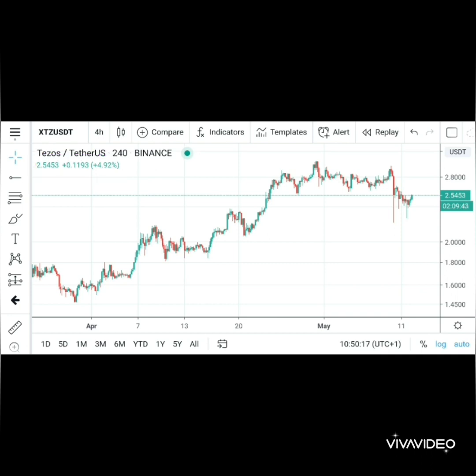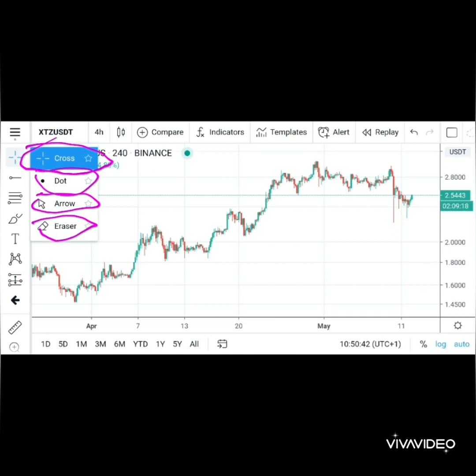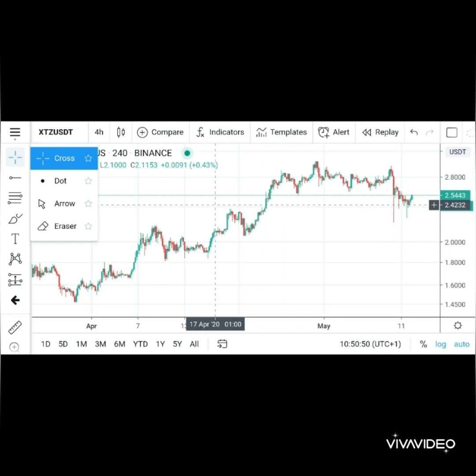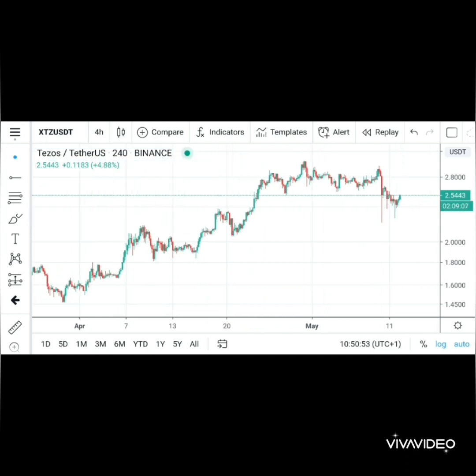So let's talk about these various tools over here. This one over here is your cursor that you use to move around. If you are using a laptop, you are going to be seeing your pointers. You see that you are using a cross. I use a cross for the app. You are using a dot. You won't be seeing it, but if you are using a laptop, you'll be seeing it.